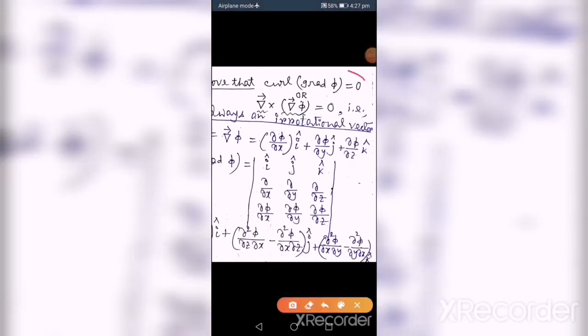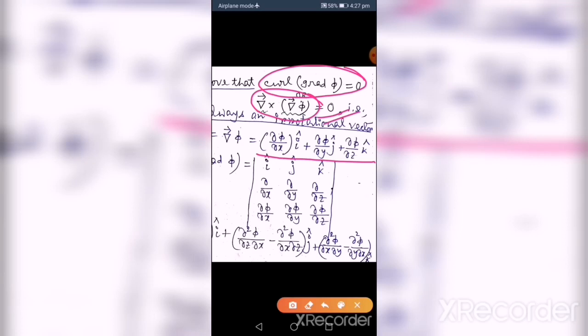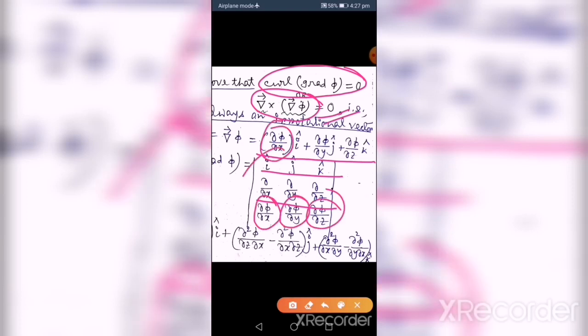Prove that curl of grad phi equal to 0, that is del cross del phi equal to 0. We are required to prove del cross del phi equal to 0. We know del phi equal to del phi/del x i cap plus del phi/del y j cap plus del phi/del z k cap. And we know del cross f or curl f can be expressed as a determinant: i j k, del/del x, del/del y, del/del z in the first two rows, and in place of f1 f2 f3 we put del phi/del x, del phi/del y and del phi/del z.